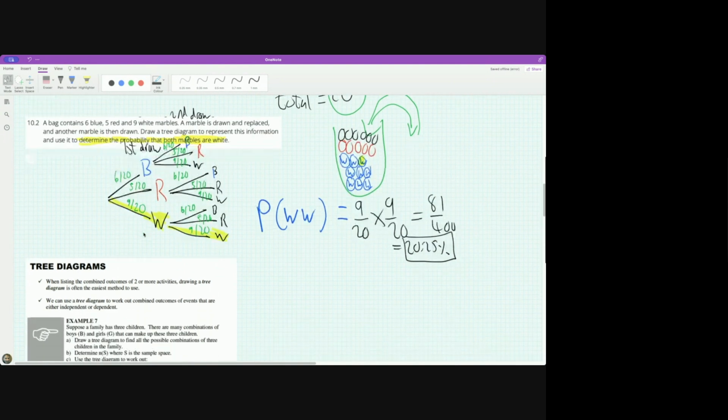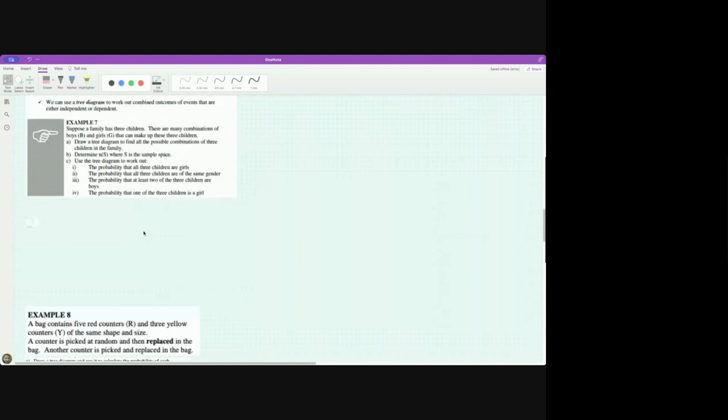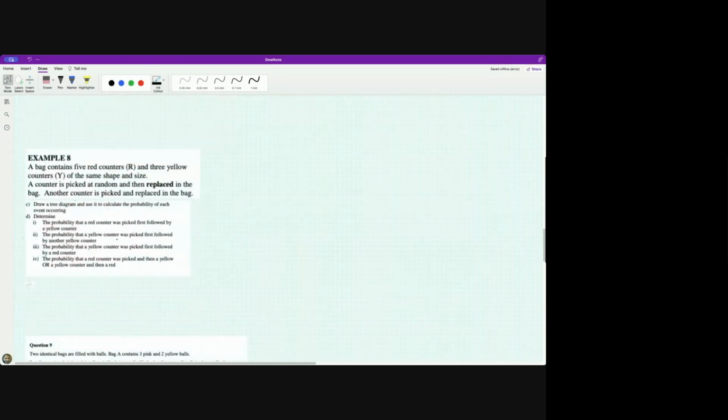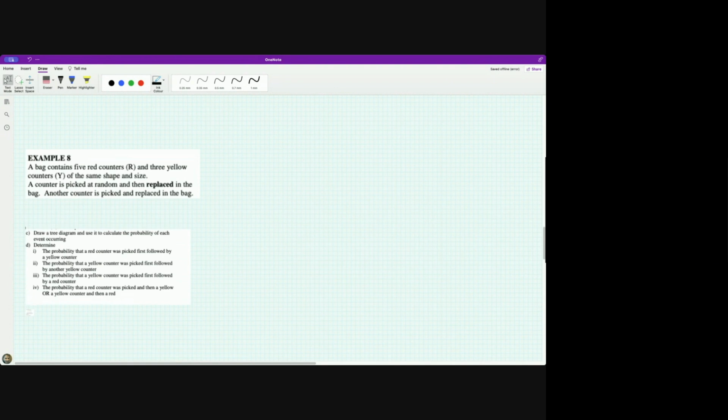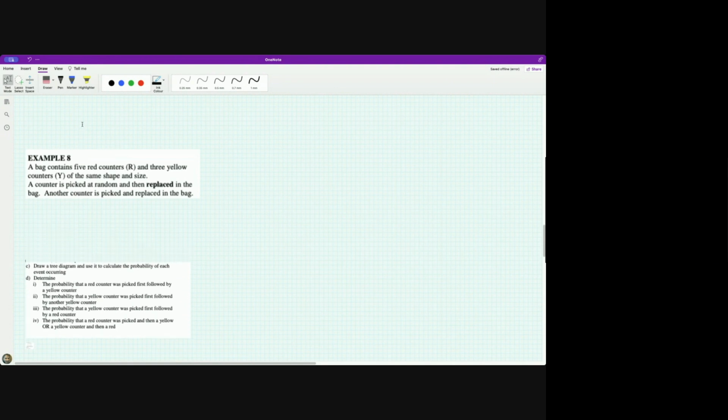Okay, let's do this again. The easiest way to get this is do it like this. So let's look at this question. It says, a bag contains 5 red counters. So I'm actually literally going to draw 5 red ones. And it has 3 yellow ones. Okay, I don't have 3 yellows, so I'm just going to put Y for yellow and R for red.